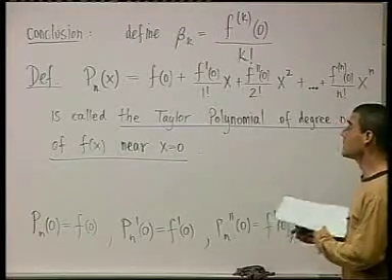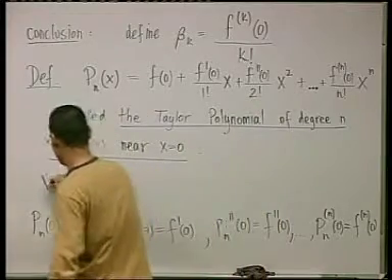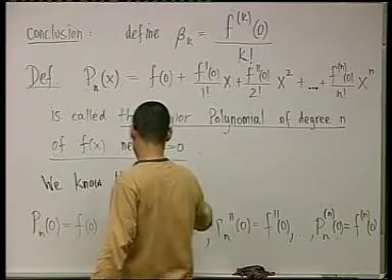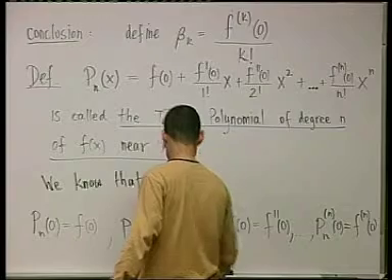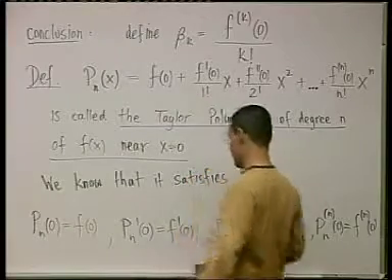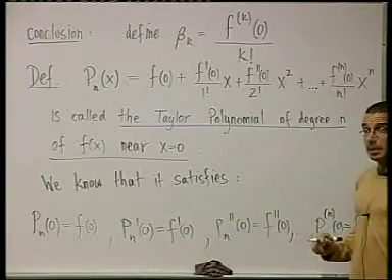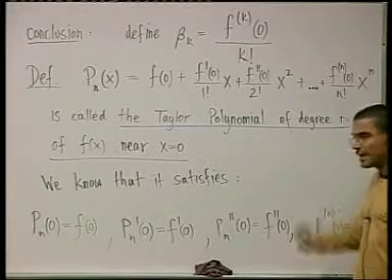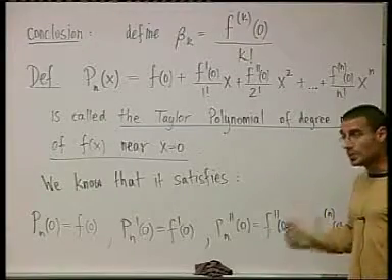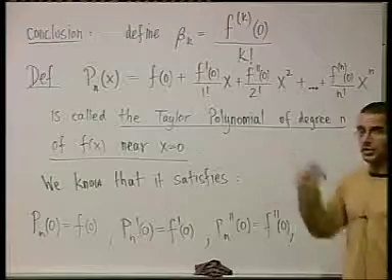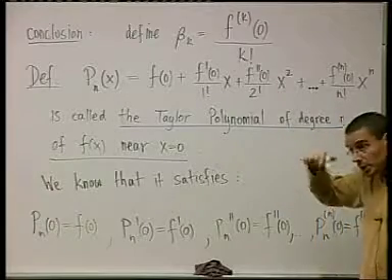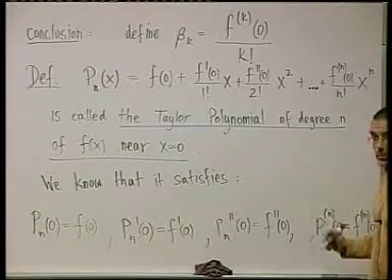And what we know is that, by the way we constructed it, it satisfies these n plus 1 equations. The polynomial and all its derivatives of degree 1 through n coincide with the function and its derivatives of degree 1 through n at the point 0. Only at that point. Do you agree?